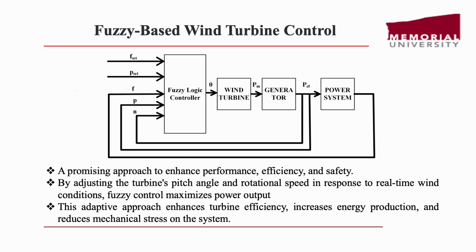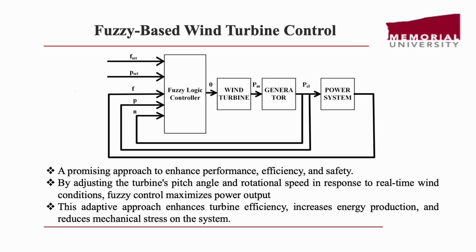So fuzzy logic control is basically used to enhance the performance, efficiency, and safety of the operation of a wind turbine, and to get the maximum power output from the arrangement of the wind turbine. The fuzzy logic controller takes the inputs of the set number of powers and frequency, and it also adjusts the turbine's pitch angle and rotational speed in response to real-time wind conditions, and the output generated from the fuzzy logic controller maximizes the power output.